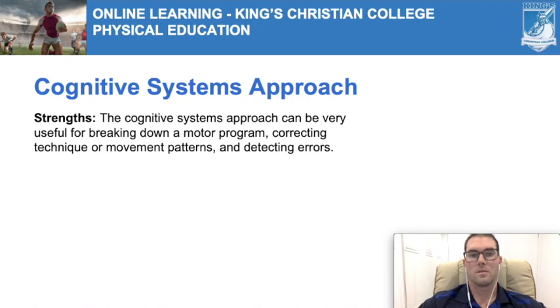The strength of the cognitive systems approach is it can be very useful in breaking down a motor program. It can be useful in correcting technique and movement patterns. So if you can see that the athlete isn't passing the ball accurately, that could be a result of, say, step 3, where they're not following through directing their arms towards the target. And it's also good at detecting errors, where you can then look at each subroutine and alter.